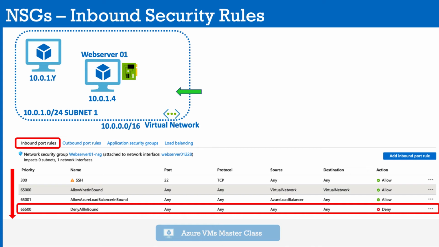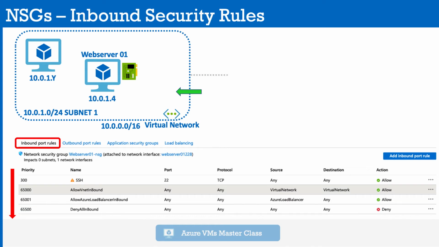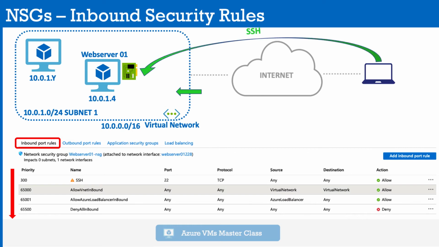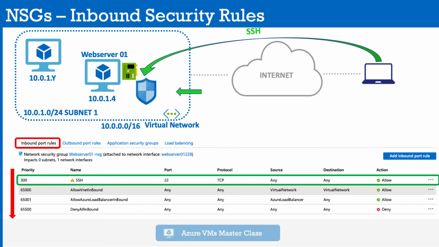So traffic from any source to any destination, any port, any protocol will be denied. Good. Remember that we tried to connect through SSH, and that was permitted. That's why we ended up configuring the Linux machine and transforming it into a web server. The connection hit the NSG, the network security group, and because we have this first rule here, the SSH rule permitting SSH traffic, we were able to connect to the Ubuntu Linux machine, and then we configured it as a web server.